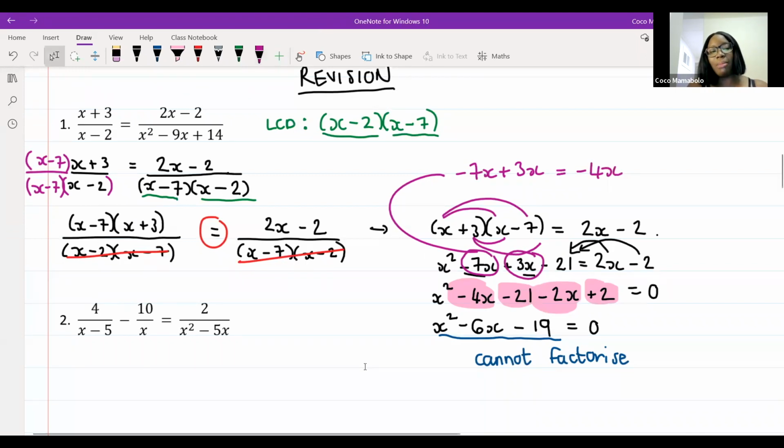All right, Relevo, I see you saying, ma'am, how did you get 4x here? I took the negative 7x plus 3x and it gave me negative 4x. All right. I hope that makes sense.